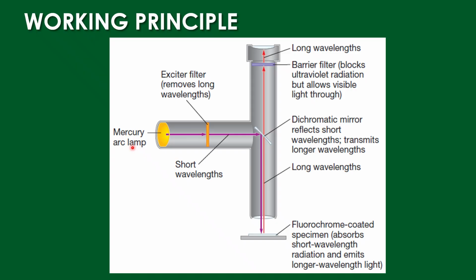The light from the mercury vapor lamp passes through the exciter filter. This is the exciter filter. The light from the mercury arc lamp will pass through the exciter filter. Normally the light from the mercury arc lamp contains a long wavelength, but the exciter filter removes the long wavelengths and converts the long wavelength light into short wavelength light.